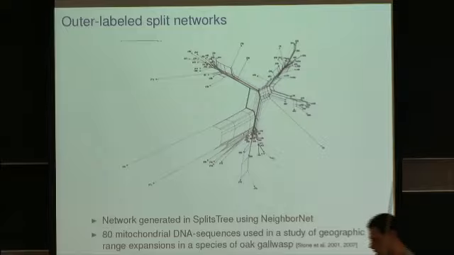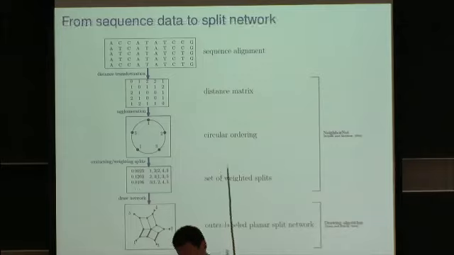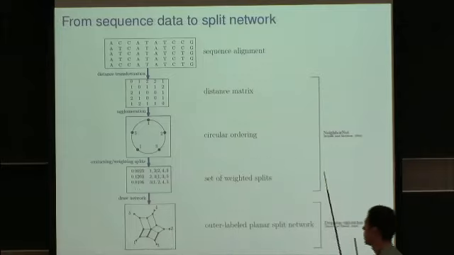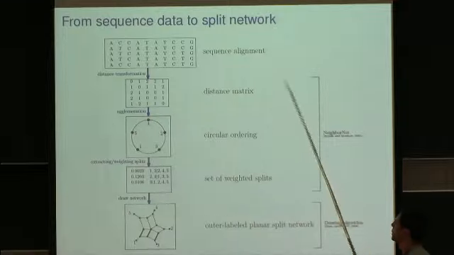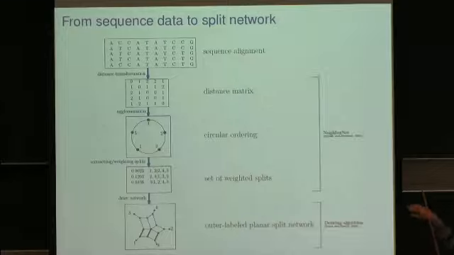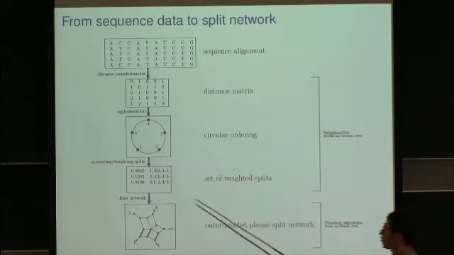And on the next slide, I will just briefly remind you of the little pipeline that is usually used to get this kind of network in the end. So you start with some data, maybe some sequence alignment, and get some distance matrix, and then from the distance matrix you use some method, maybe NeighborNet. There are others as well, but in this case it was NeighborNet that was used, a method by Bryant and Moulton, and it constructs some combinatorial object.